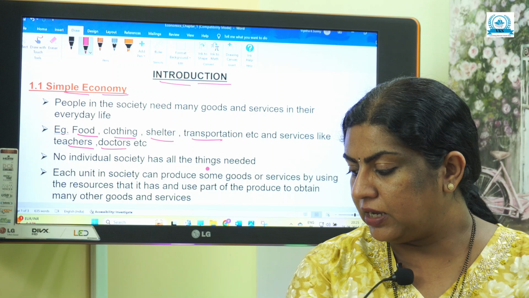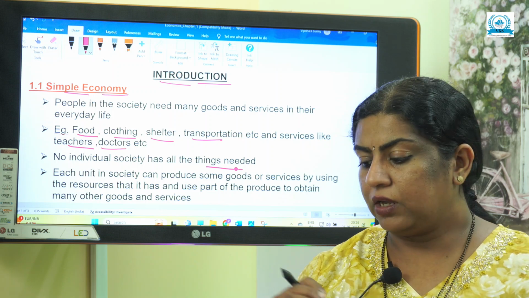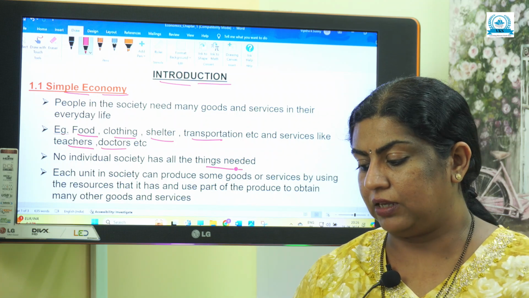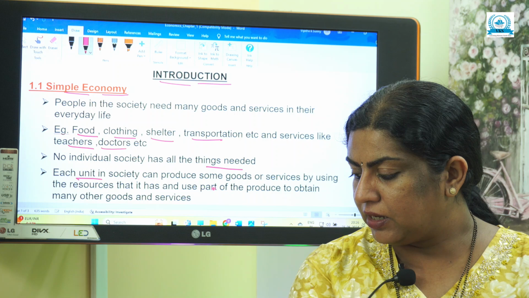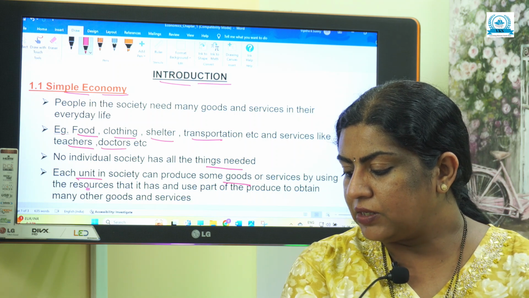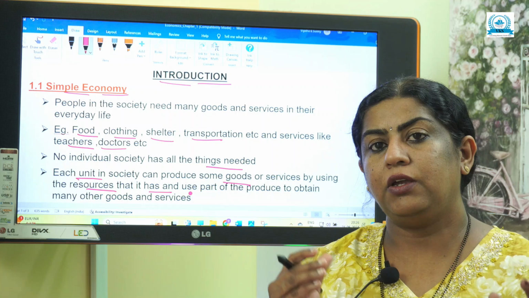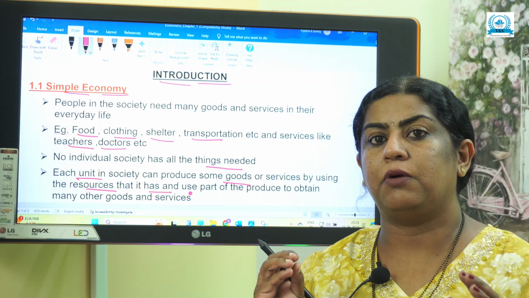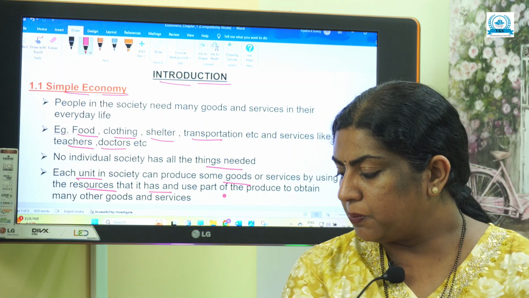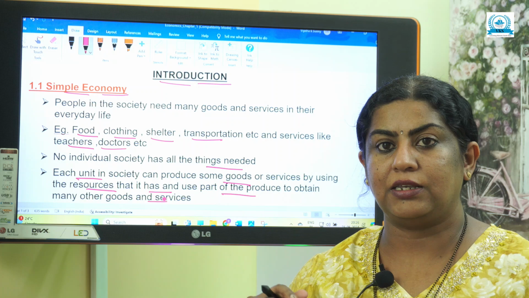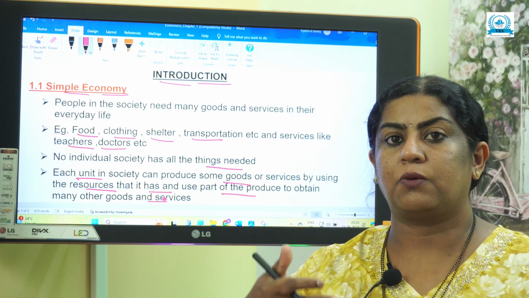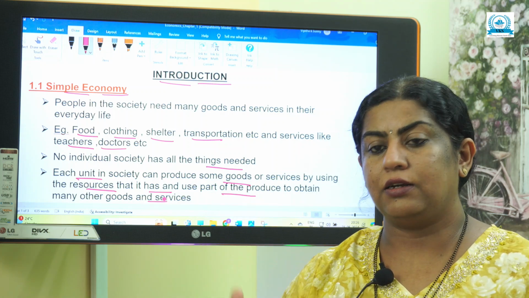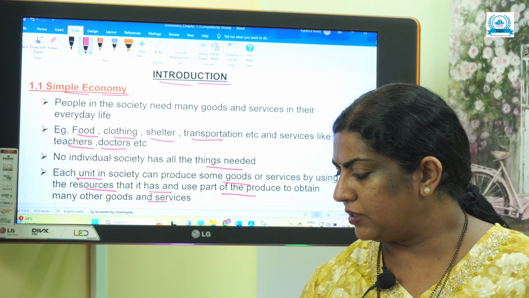No individual society has all the things needed. So you cannot say that any individual society has everything. Each unit in society can produce some goods or services by using the resources that it has. So every unit will have some resources. Using those resources, they can produce a limited amount of goods or services and use part of the produce to obtain many other goods and services. So whatever goods or services they have produced, they can use it for getting other goods or services.